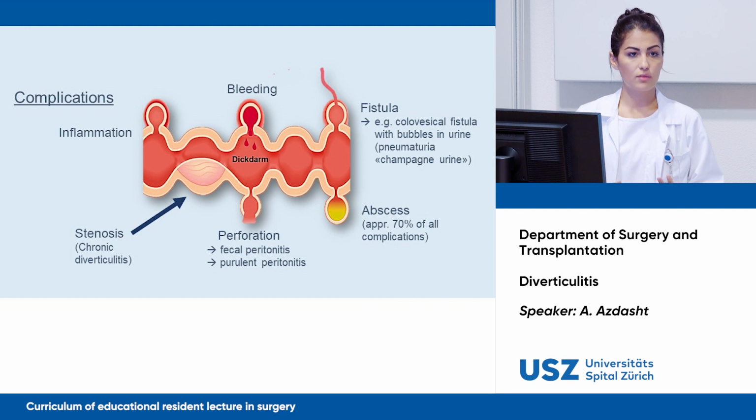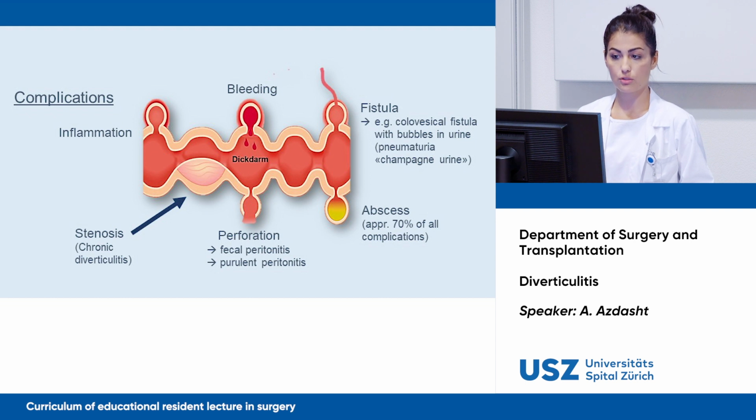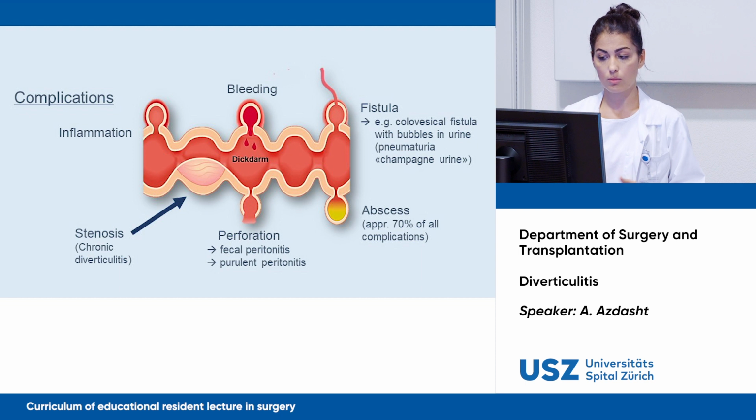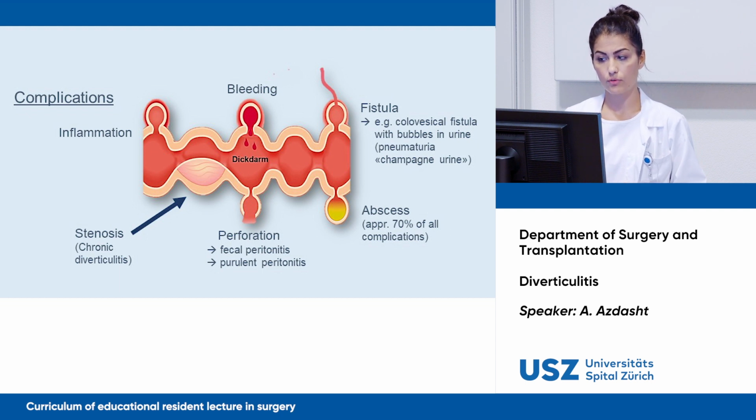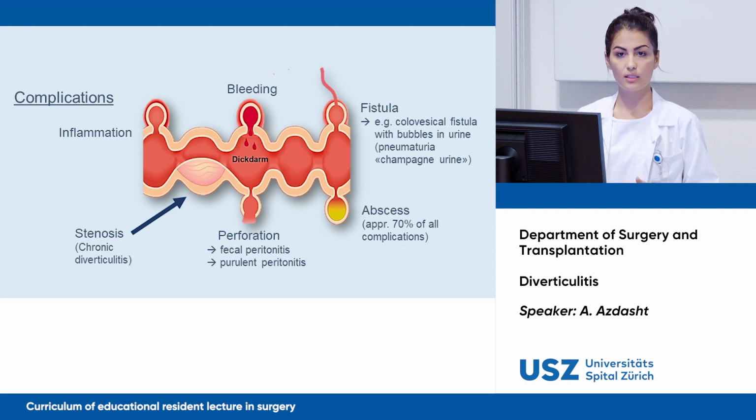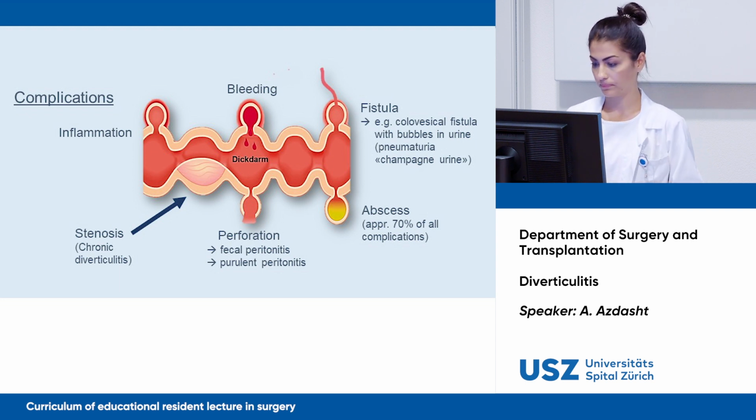It's even more important to find the right diagnosis when you know what kind of complications can occur. So we have, as I already mentioned, the bleeding, as well as the abscess, which is the most common complication, up to 70% of all complications. Then the perforation of a diverticulum, leading to peritonitis. And when you have a chronic diverticulitis, you can develop a stenosis or a fistula, for example a colovesical fistula, leading to gas in the urinary tract and so-called champagne urine.